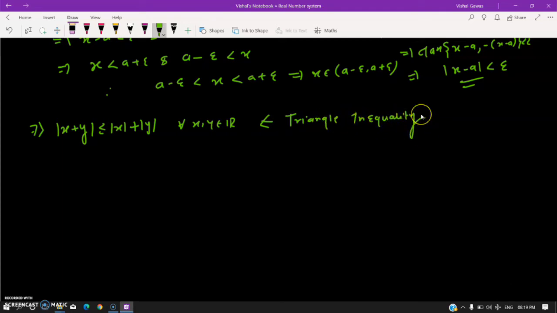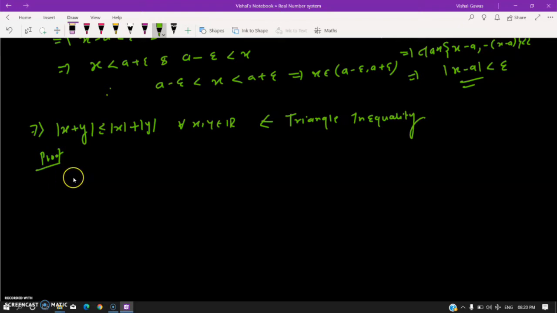All right. How do we prove it? Let's look at this one. So the proof is pretty much simple, yet a bit of work is required, but anyway, we would do that.